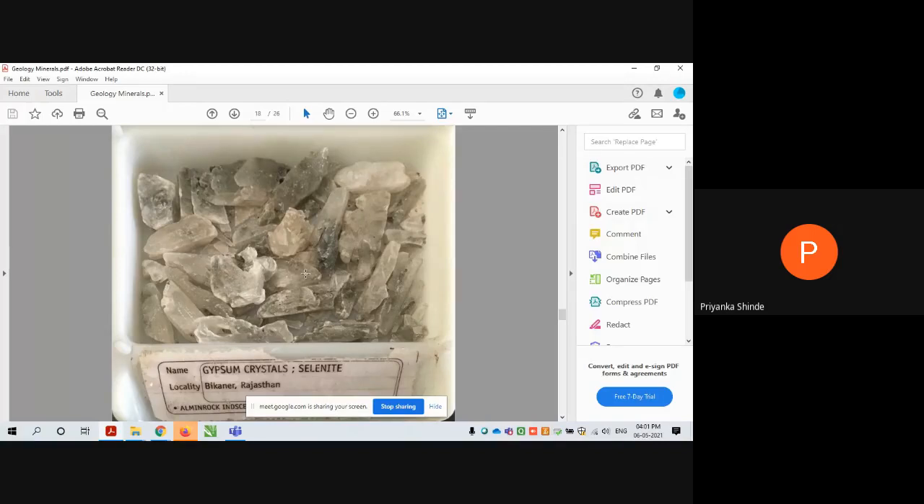Then the main use of gypsum is that it is used in POP. What is POP?